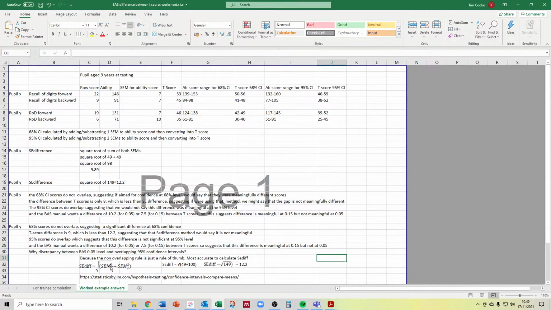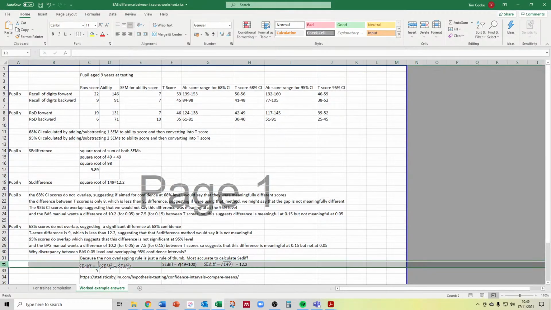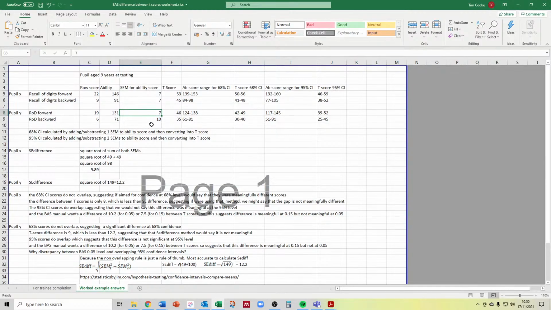So standard error of difference is going to be the square root of the sum of the squares of the two standard errors of the mean. So that's going to be the square root of the first standard error of the mean, which was 7, squared, plus the second standard error of the mean, which was 10, squared. And so that's going to be 49 plus 100. Standard error of difference is the square root of 149.